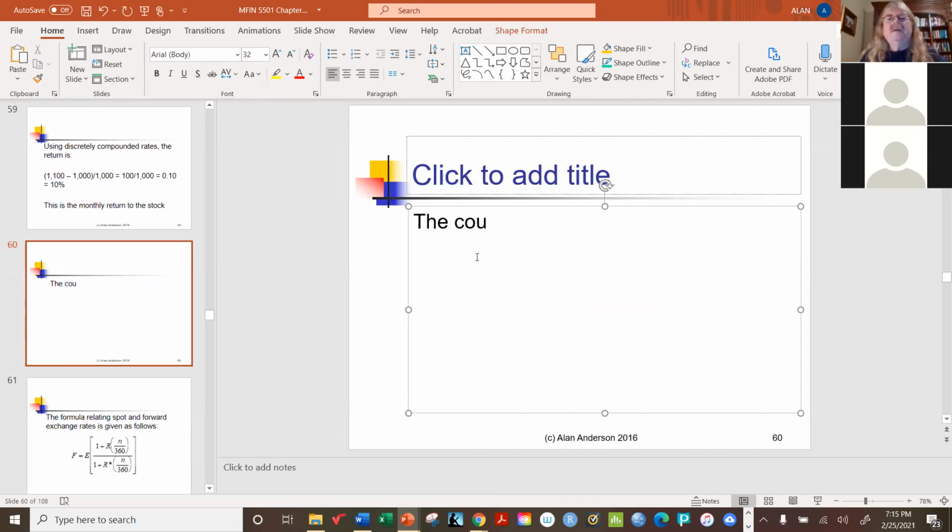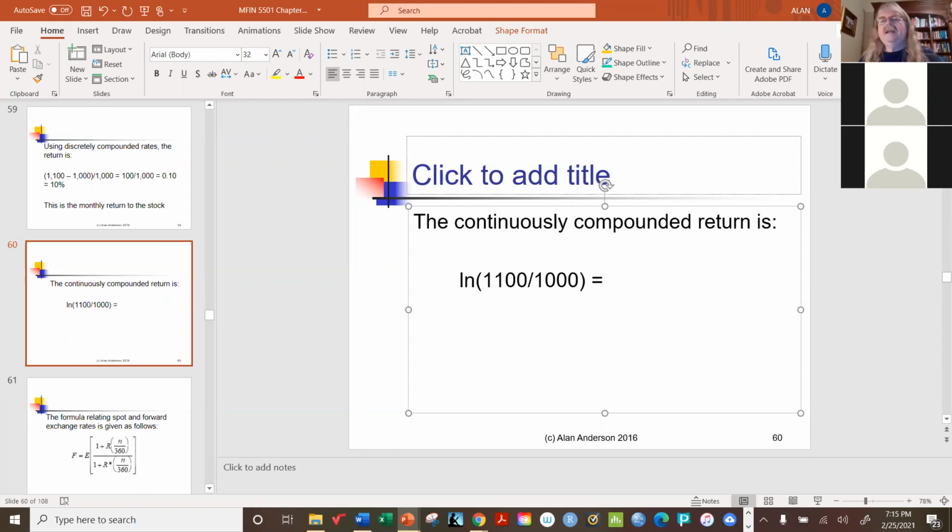The continuously compounded return is equal to, so what we have to do here is take the natural log of the new price over the original price. And then when you do that, you get 0.0953, which is 9.53%. Now, you might say that that's a smaller amount, but it actually isn't. And here's why.